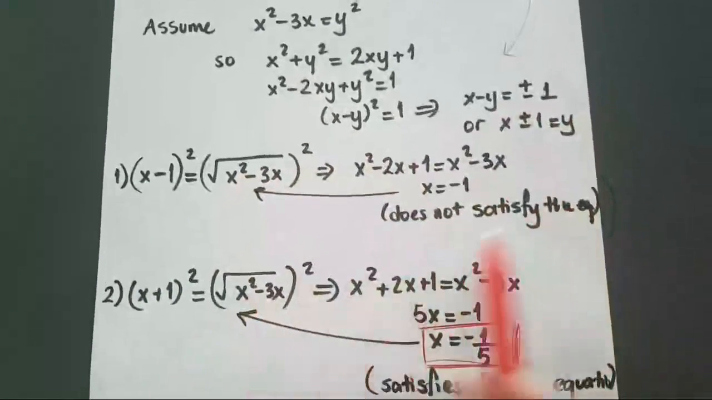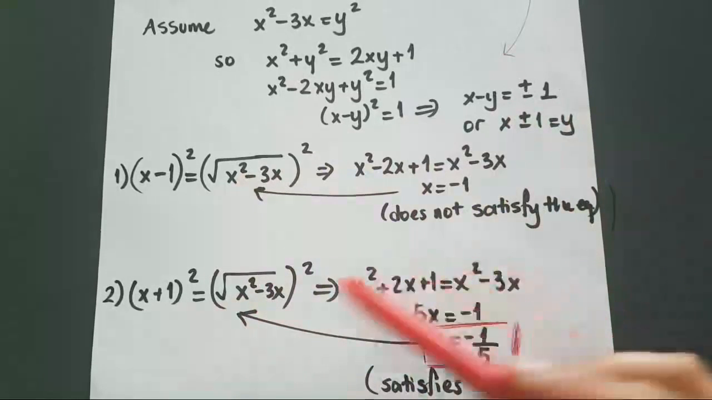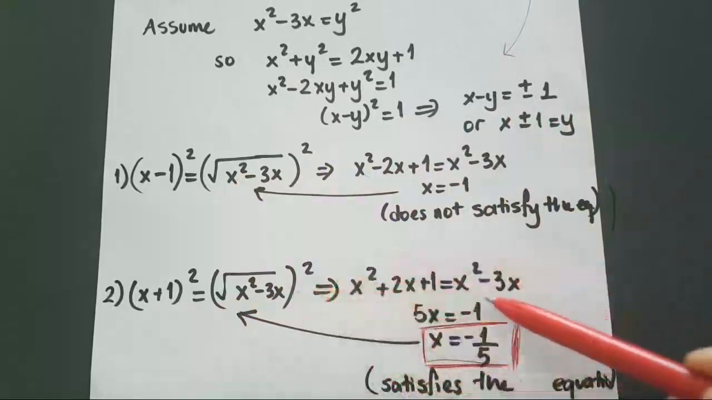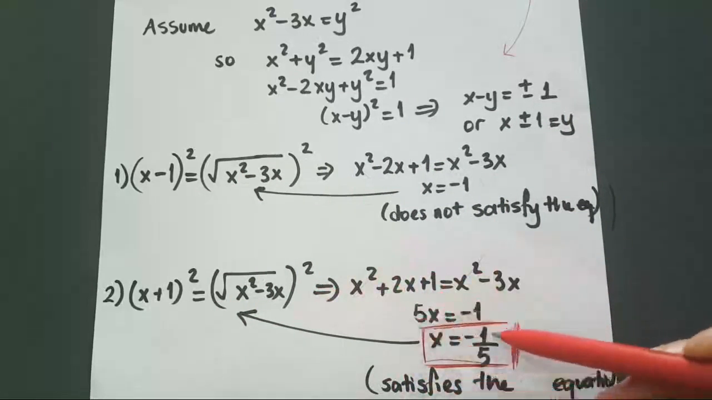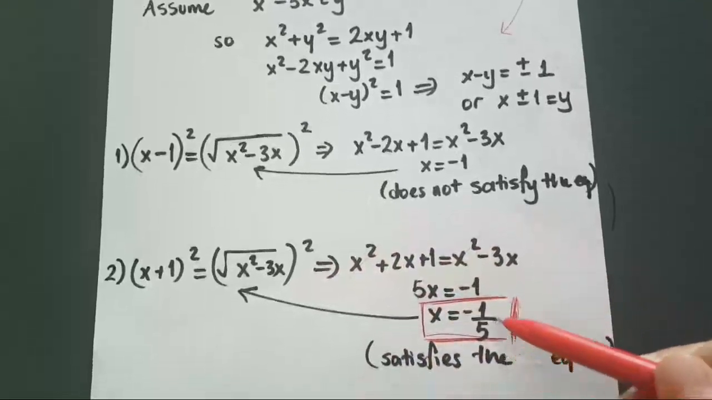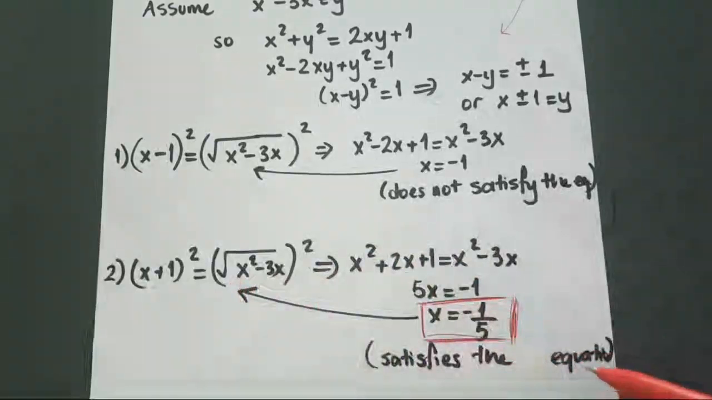From the second case, if y is equal to x plus 1, we got this equation: 5x is minus 1, x is minus 1 over 5. When you substitute minus 1 over 5 in the equation, it satisfies the equation. So there is only one solution, which is negative 1 over 5.